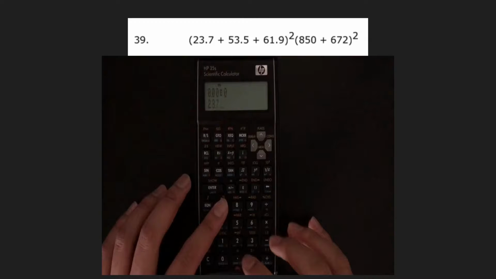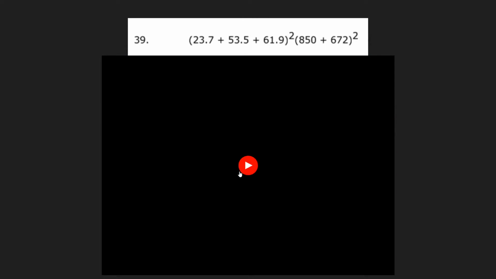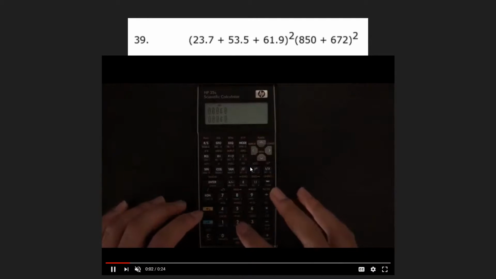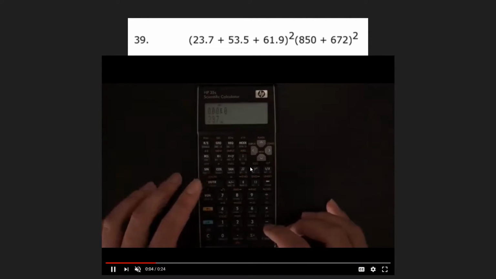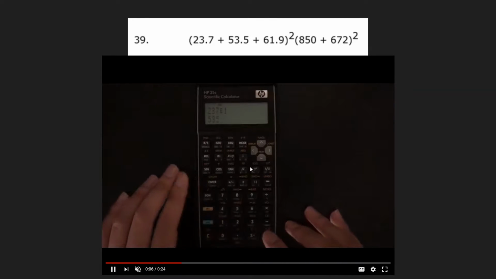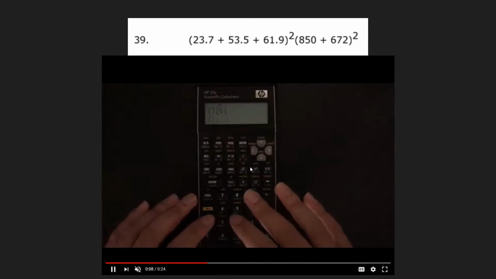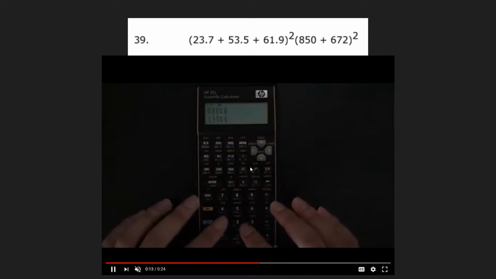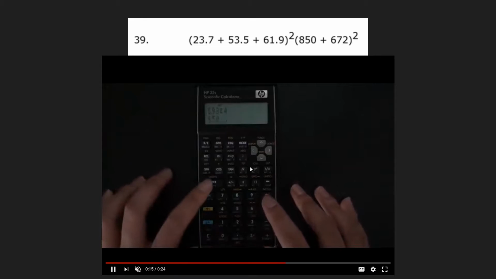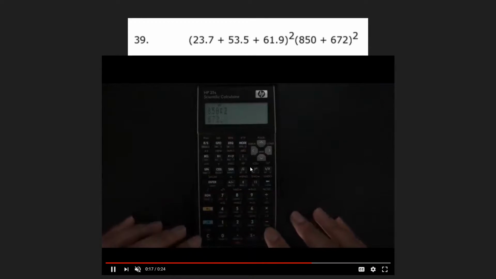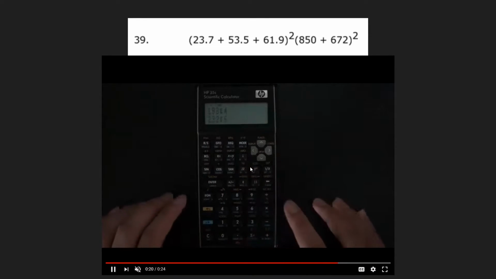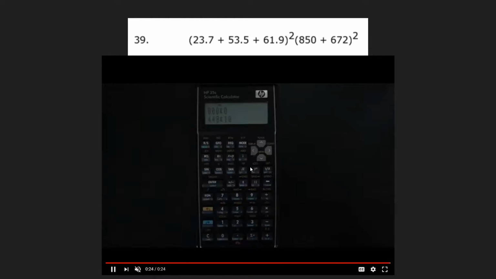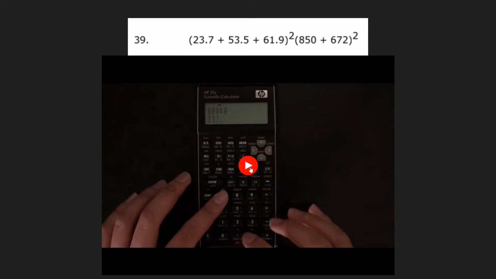So we're going to start off with question 39 on page 4. Starting this off with 23.7, press enter. 53.5, then I add 61.9, and then I add blue shift key and square root to square that, 850 and 672, and then I add blue shift key and square root again to square, and I multiply. My result should be 4.40 times 10 to the 10th power.